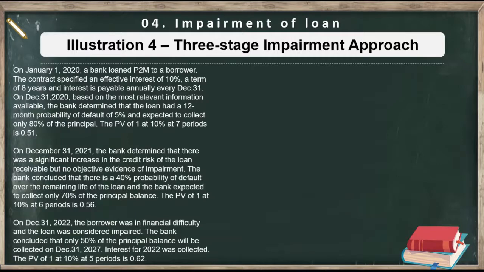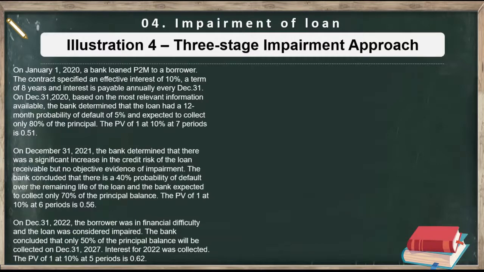Now let's proceed with the next condition here. On December 31, 2022, the borrower was in financial difficulty and the loan was considered impaired. The bank concluded that only 50% of the principal balance will be collected on December 31, 2027.